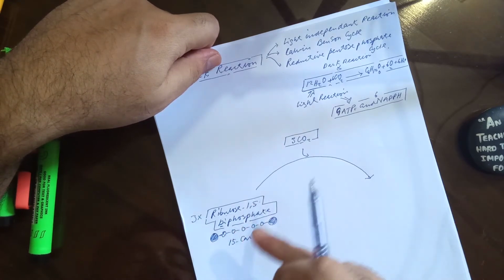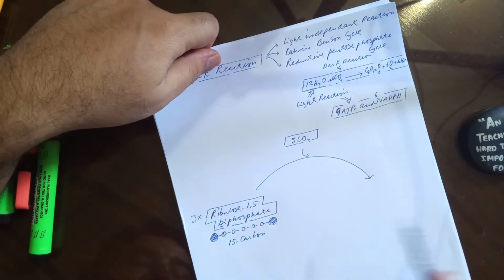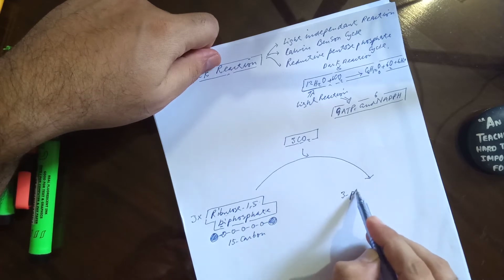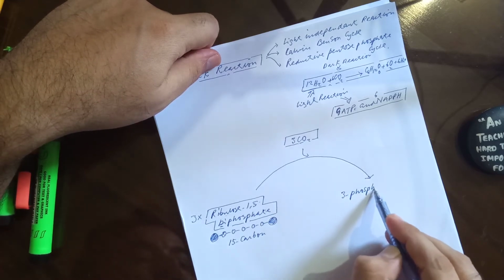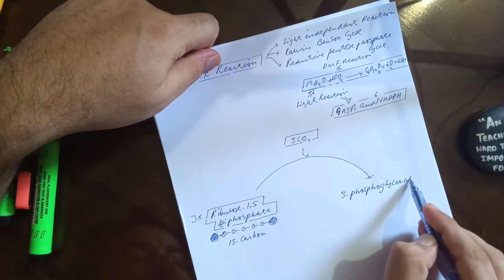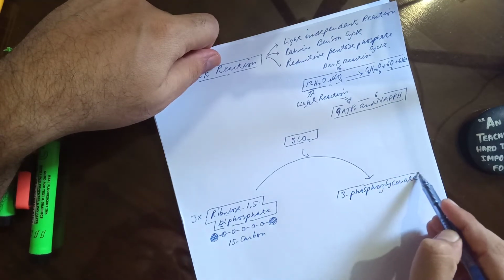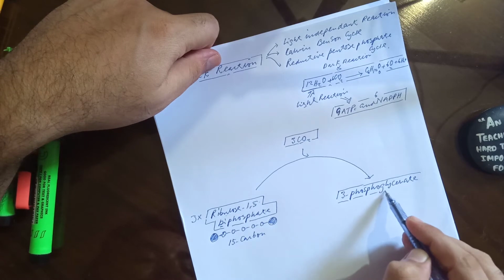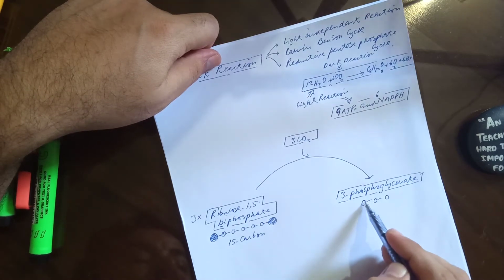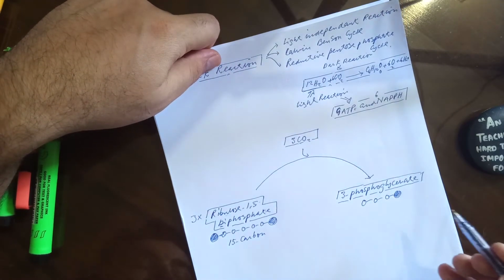So there are 3 separate reactions. So we'll just go with this particular product here. We have a product called 3-phosphoglycerate. Now I don't mind writing it glycerate. You can also write it glyceric acid. Now what is glyceric acid? It's a 3 carbon acid, and on the 3rd of its carbon we have a phosphate group.